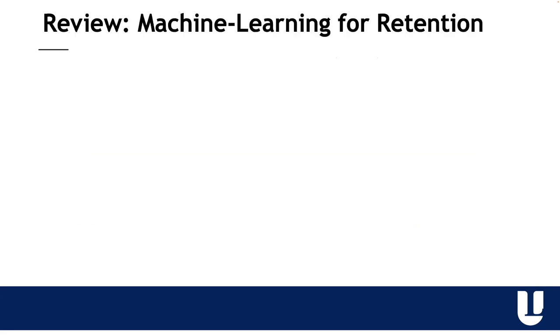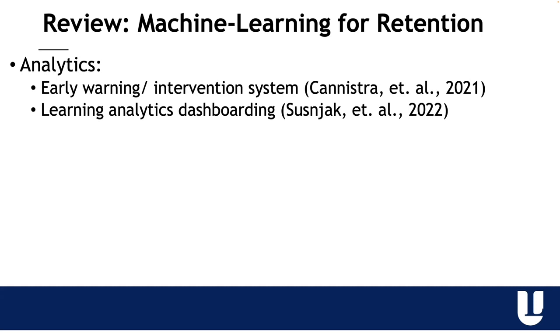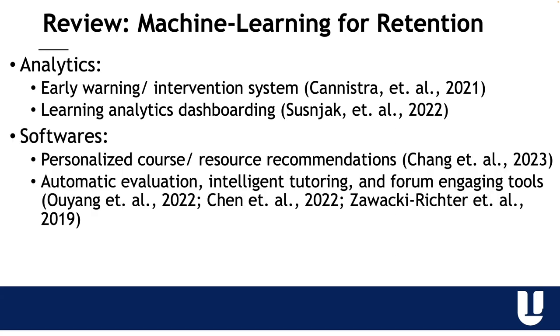To understand this better, we did a literature review on how AI and other technologies have been applied in higher education for improving student retention. We found two main applications. First is analytics, including using predictive modeling for early alert and creating dashboards to present action-oriented data analysis. The second aspect is using software such as recommendation systems, auto-grading, tutoring, and interaction tools like ChatGPT to engage students to support student retention.